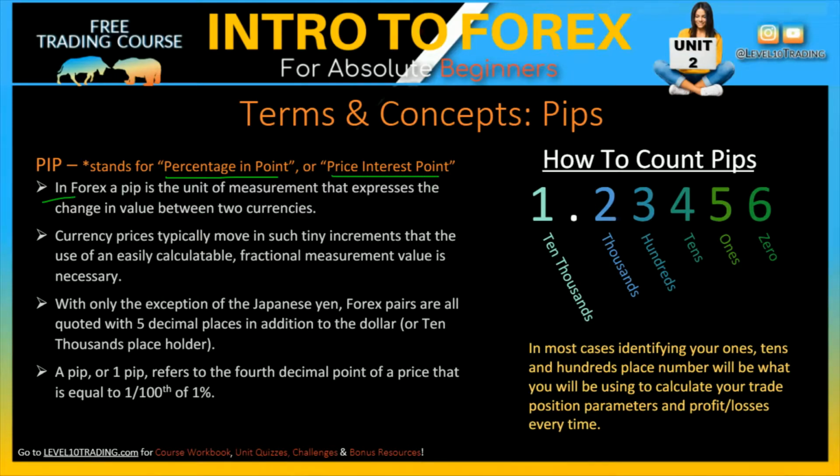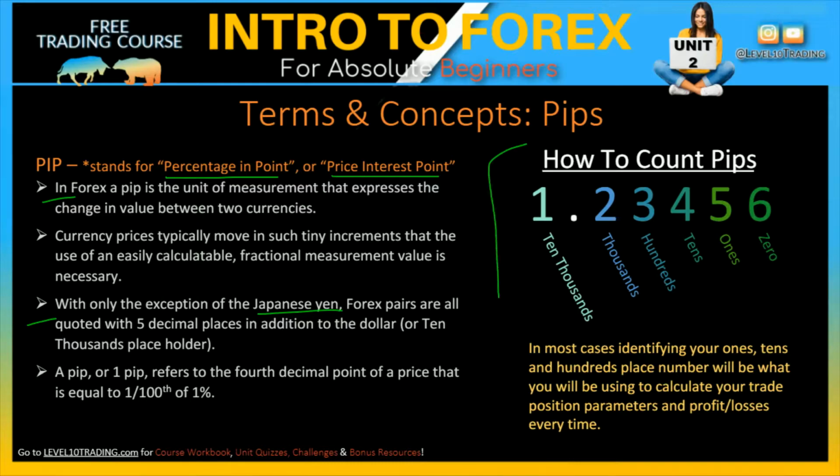And a pip is simply the unit of measurement that expresses the change in value between two currencies. Pips are the smallest fractional price movement that a Forex pair can make and be measured in. All Forex pairs are quoted with 5 places to the right of the decimal, with the exception of the Japanese yen. And the Japanese yen pairs are quoted with 3 places to the right of the decimal.